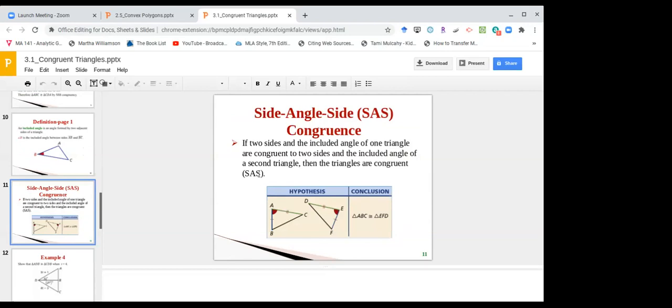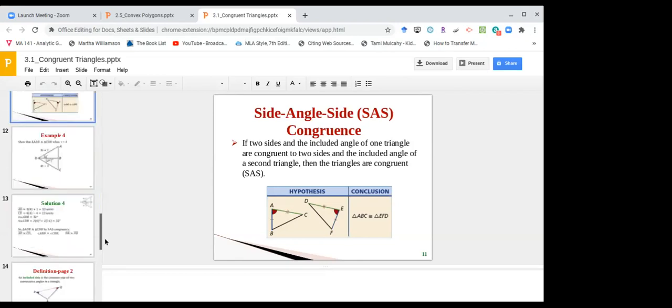If two sides and the included angle of one triangle... The included angle is the angle between the two sides that you're showing to be equal to each other. So the two congruent pairs of sides should be hugging an angle that you're trying to show is congruent. It's between the two sides, okay? That's side angle side congruence.